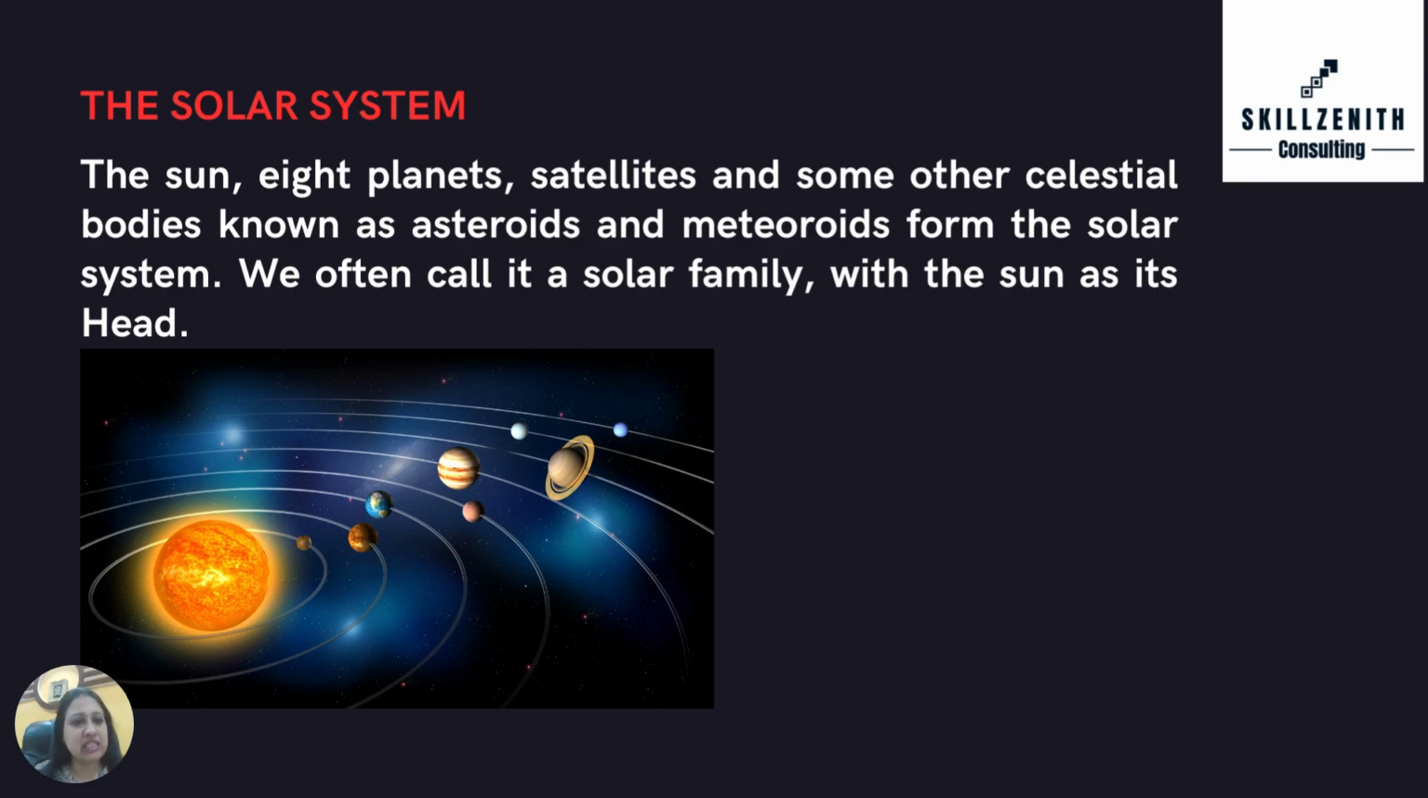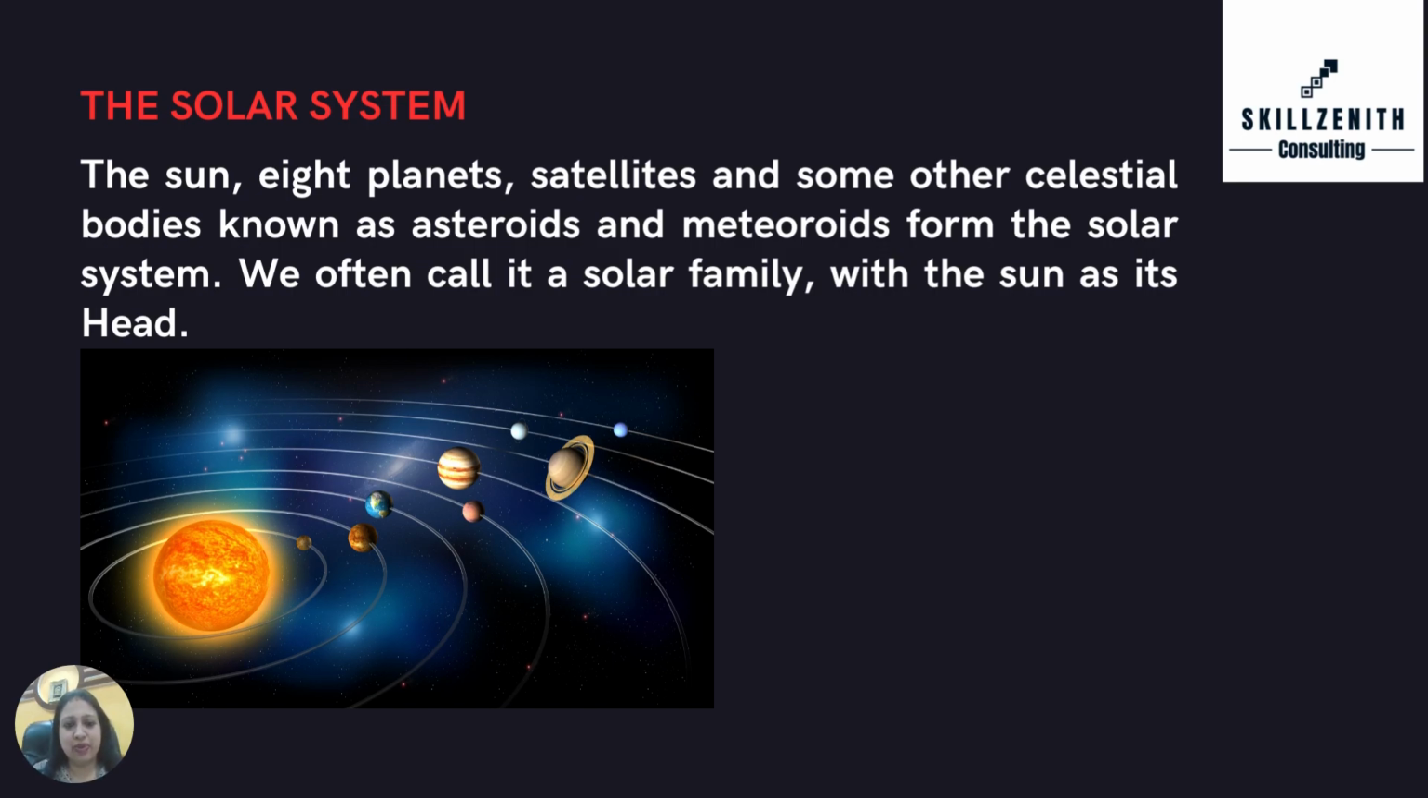So what exactly is the solar system? The solar system is the sun, the eight planets, satellites, and some other celestial bodies known as asteroids and meteoroids. All these things together are known as the solar system. We often call it a solar family with the sun as its head.